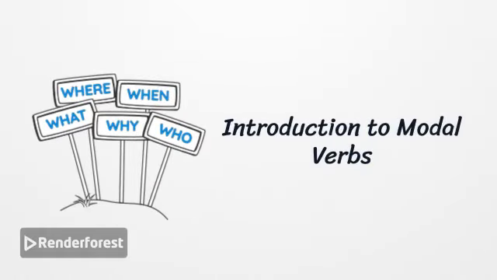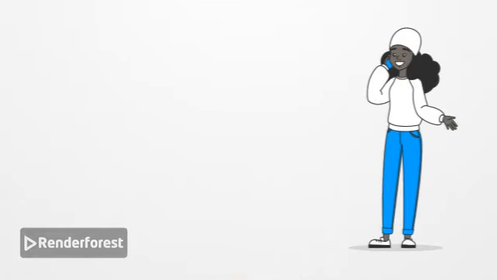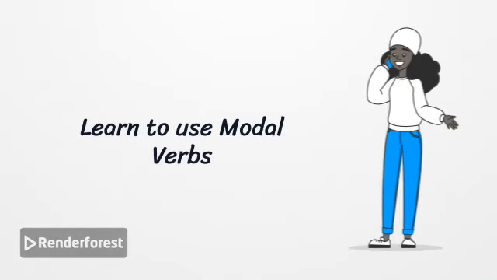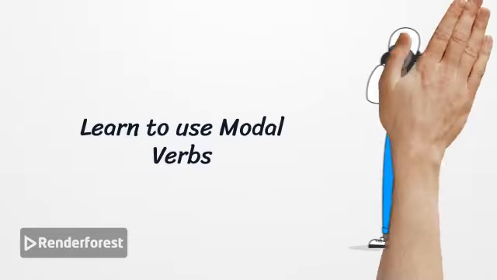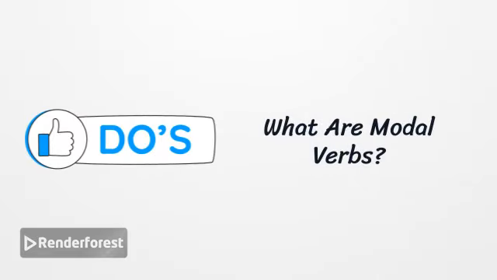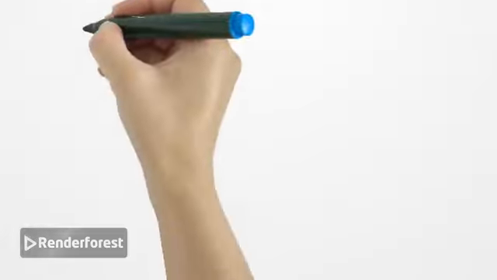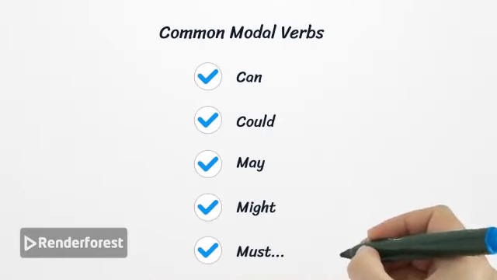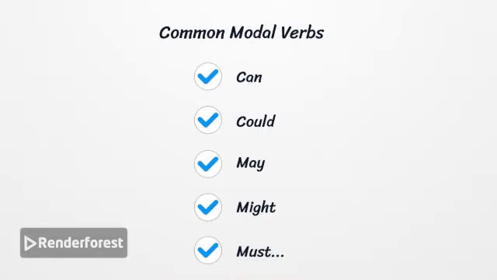Today, we're learning about a very useful topic in English grammar, modal verbs. By the end of this lesson, you'll know how to confidently use modal verbs in conversations. Modal verbs are helping verbs that show ability, permission, possibility, advice, obligation, requests, and future intentions. The common modal verbs are can, could, may, might, must, should, will, would, shall. The good news? They never change.